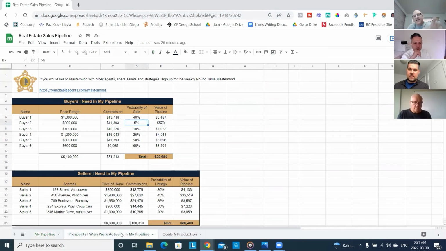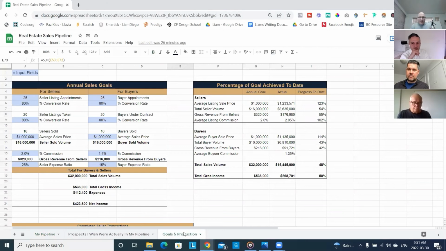These are baselines that you can add to, but I feel it's a good solid base to take from. And on my personal one, like I said, I add different stuff. I've added my own broker split and things like this. You can build on it, but I'm trying to cover everything that I think is important, from your pipeline to your goals, and then tracking your goals to your production in one place, which I think is pretty important.